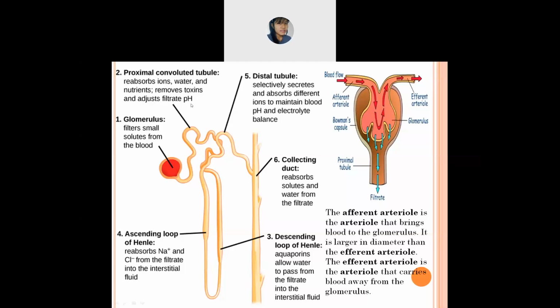pH means power of hydrogen. In the power of hydrogen you will be getting acidic, basic, and the neutral point of pH is 7. So it will try to adjust in this part. Are you getting PCT, the proximal convoluted tubule?